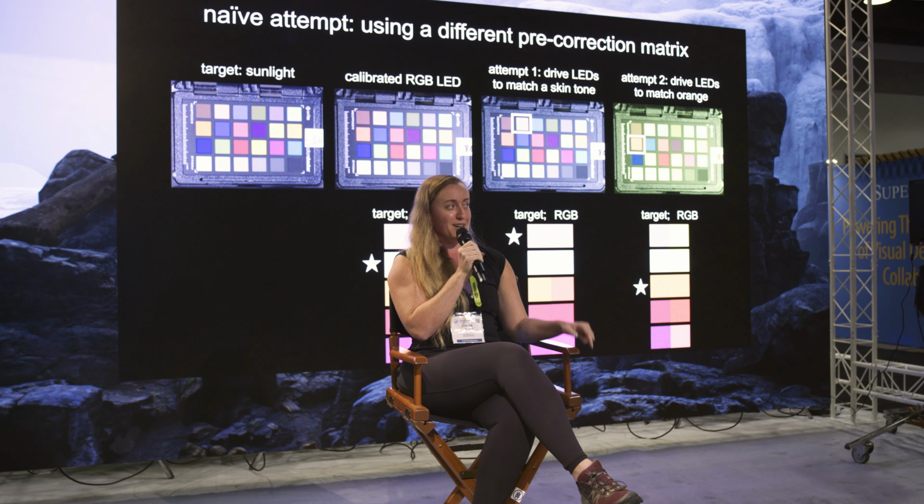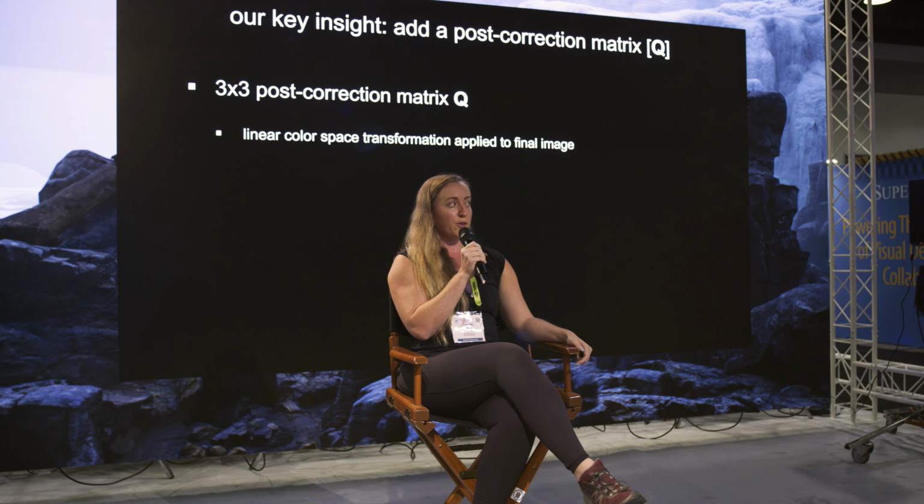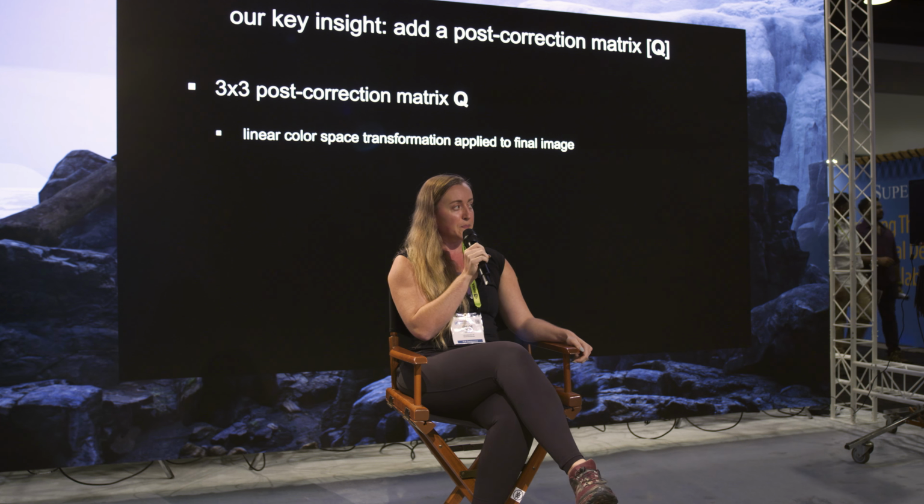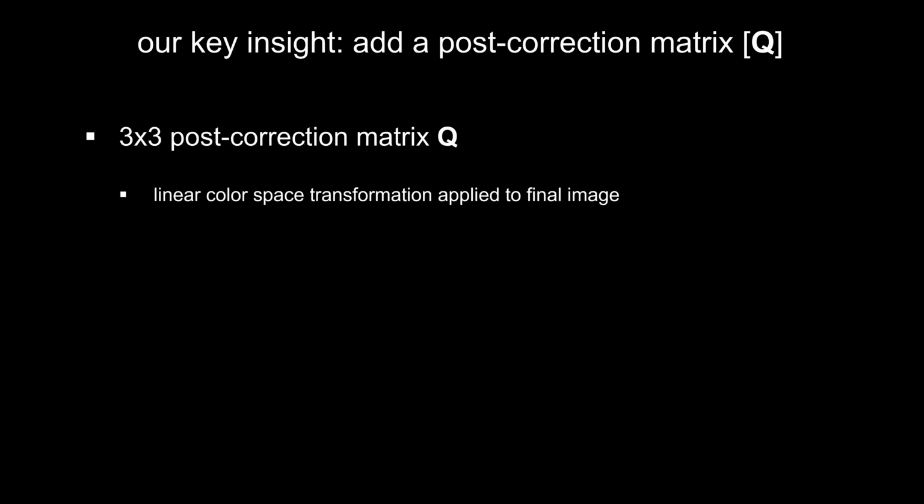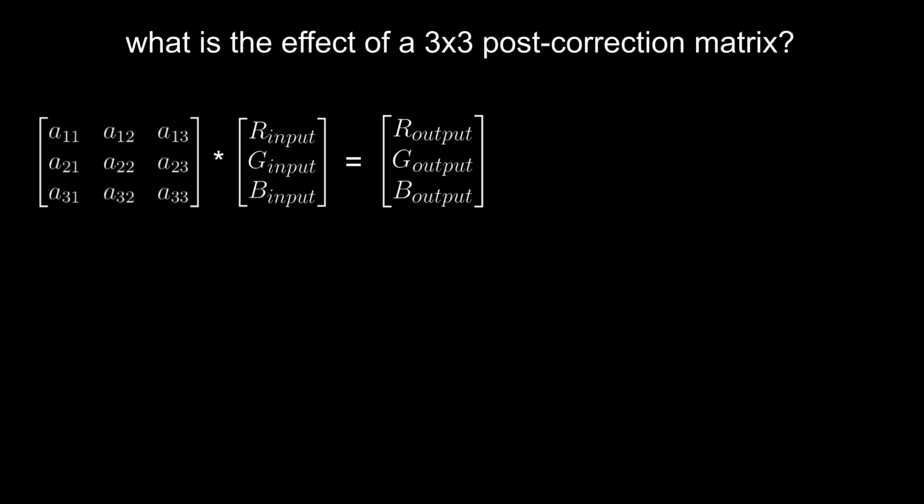Okay. Next slide. So our key insight in this new work that we're introducing is that, in addition to having our pre-correction matrix on the panels that's used to pre-correct the content, we're also now going to add a post-correction matrix that we call Q. So it's a 3x3 post-correction matrix. It's a linear transformation. And we're going to apply it to the final image coming out of the camera. The job of the matrix Q is essentially to desaturate the red tones back towards what the reds would look like under your target color rendition properties. And so you can see an example of that happening here.